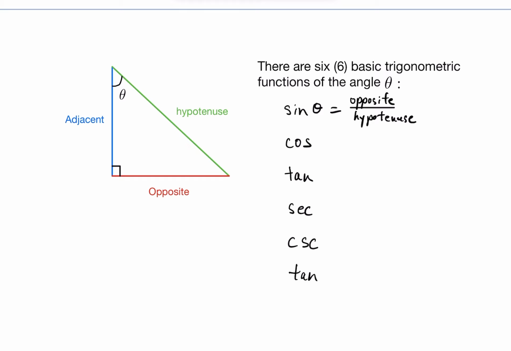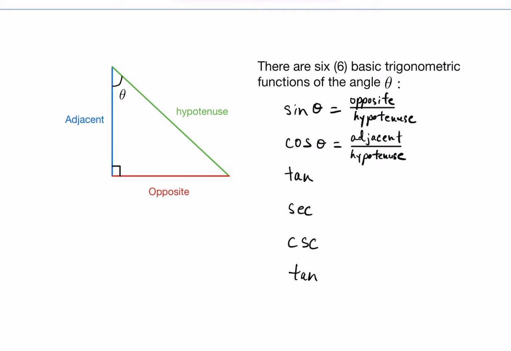Next, we have the cosine of theta, and that's going to be equal to the adjacent side over the hypotenuse. Okay, so the cosine of this theta is adjacent over the hypotenuse.